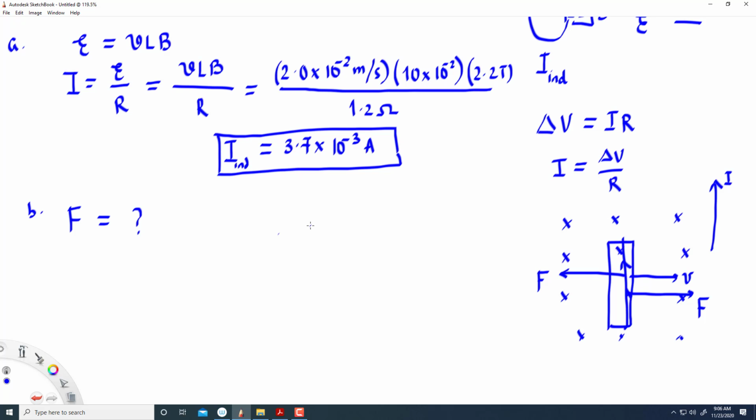So how do we find that force? We already know the formula for force felt by a conductor or a wire carrying some current. Do you guys remember the formula for the force felt by a wire in a magnetic field? Yes, ILB sine theta. This theta is the angle between I and B. In this case, I is up, B is into the page. That means it's 90 degrees. So theta is 90 degrees.